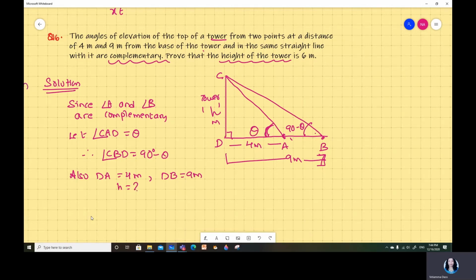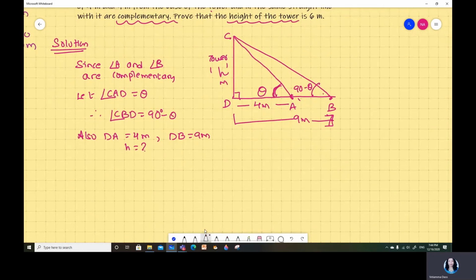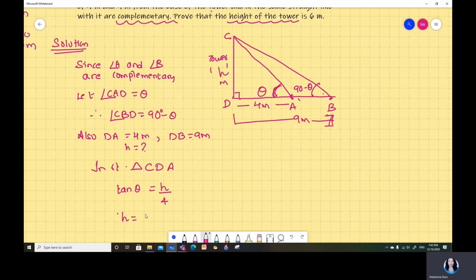Now, which are the two right angle triangles we identify? We all know that triangle CDA is one right angle triangle and CDB is the other. So this is opposite over adjacent, so tan theta equals H upon 4. So here we get tan theta equals H upon 4, or we can write H equals 4 tan theta. Let's mark this as equation 1.